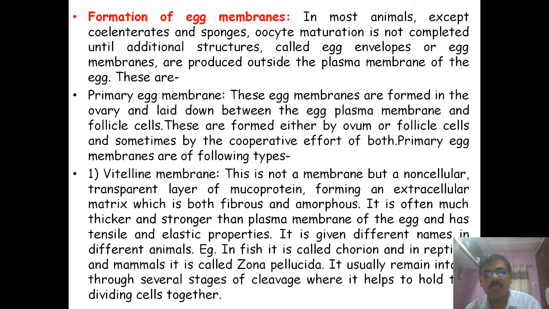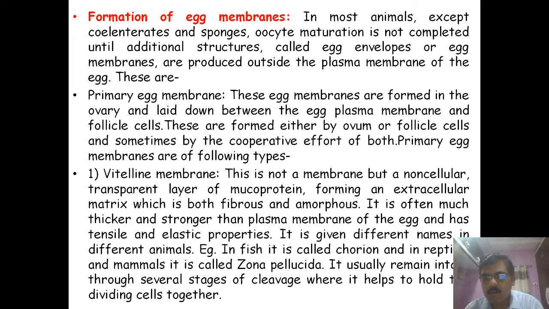The egg membranes are formed in the ovary and are laid between the egg plasma membrane and the follicular cells. These are formed either from the ovum or the follicular cells, and sometimes by cooperative efforts of both. Primary egg membranes are of the following types. The first one is the vitelline membrane.